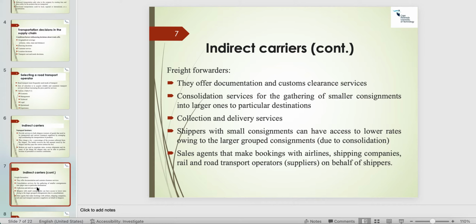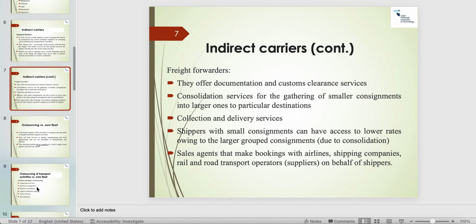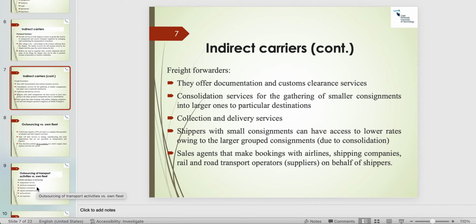The consolidation of shipments would also mean that small consignments can have access to lower rates if they are grouped into larger consignments. These freight forwarders are also like sales agents that make bookings with airlines, with shipping companies, and also with rail and road transport operators. They do that on behalf of the shippers. They are also generally the ones that purchase transport services from the transport operators, and sometimes they also have their own equipment that is part of transportation. Okay.